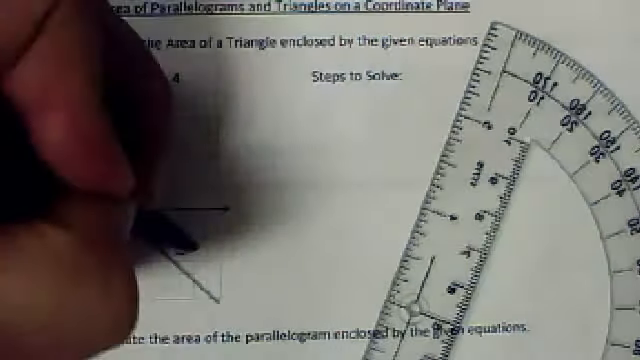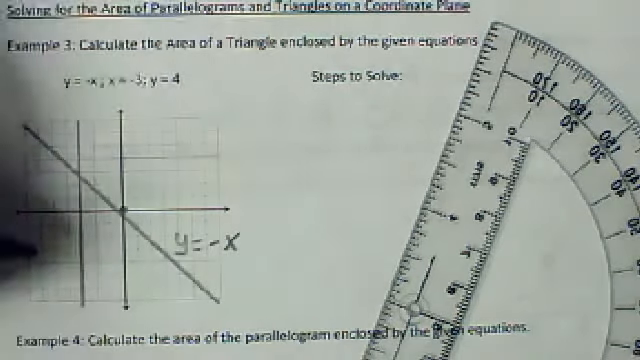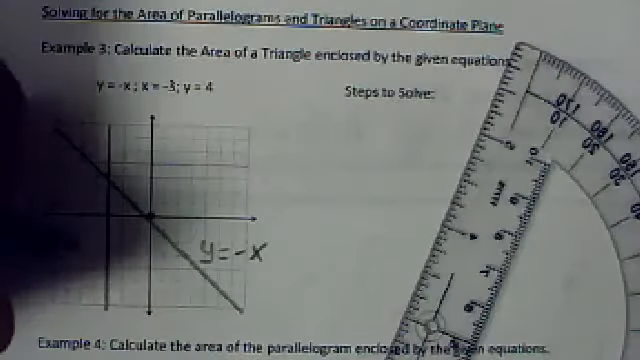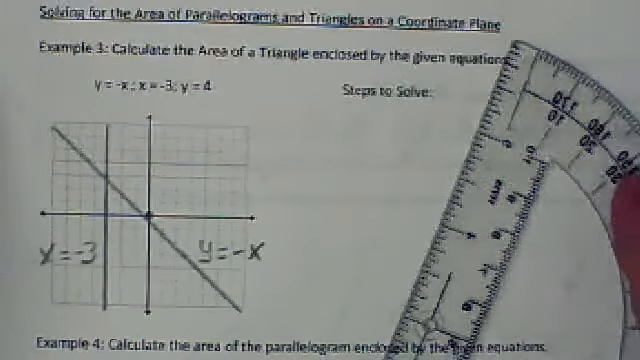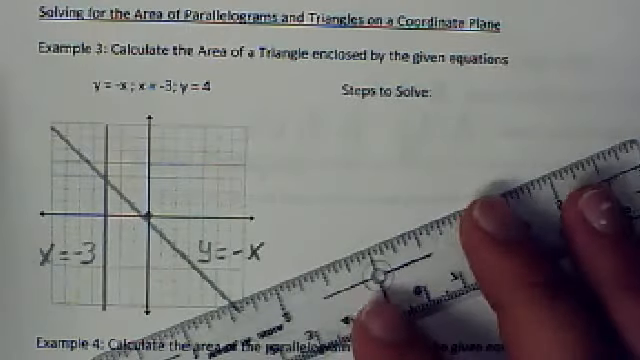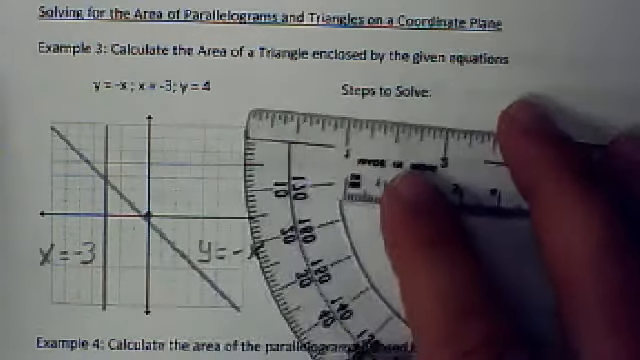To go ahead and label these, just because that's what a good teacher would do. And then finally we have y equals 4. So it would be a horizontal line where my y value is equal to 4.